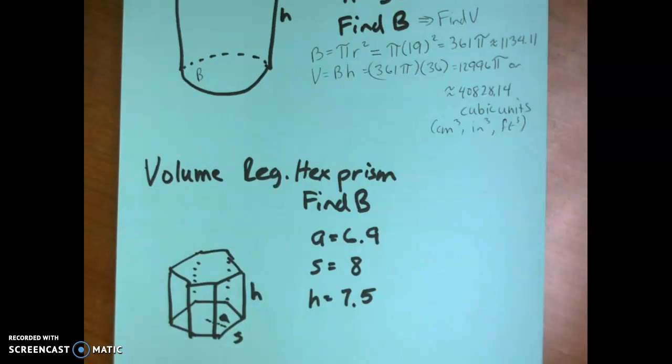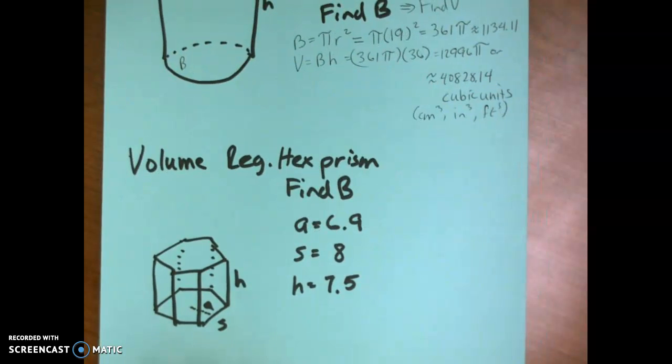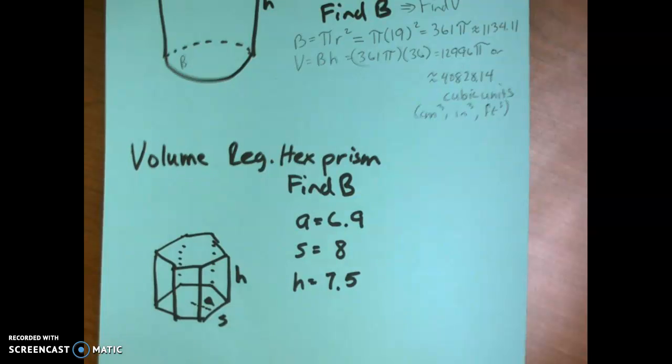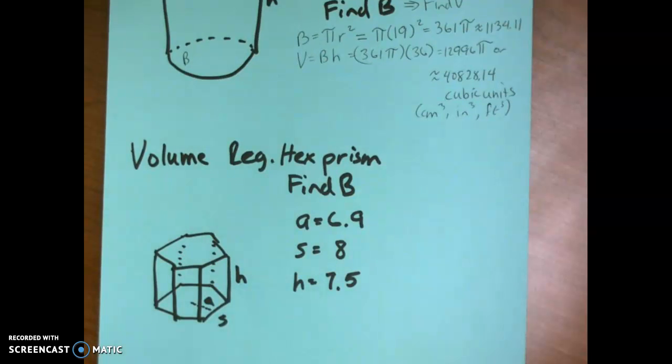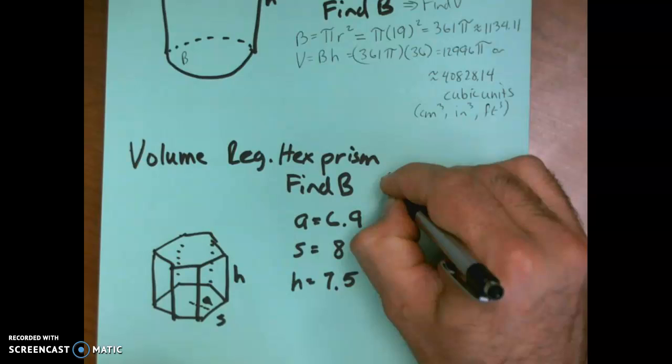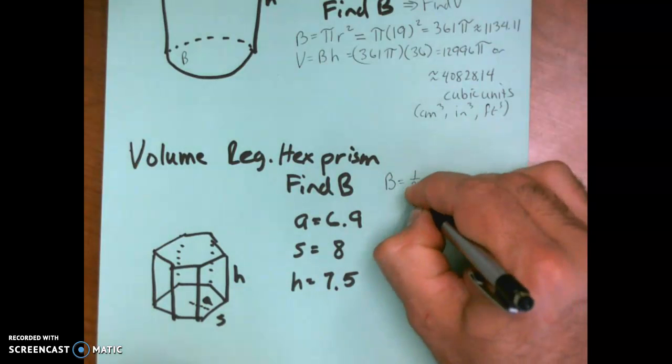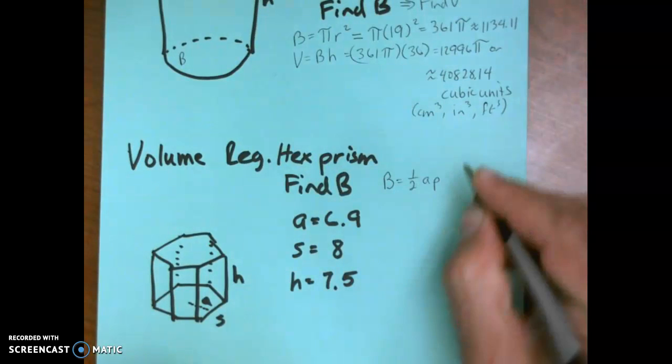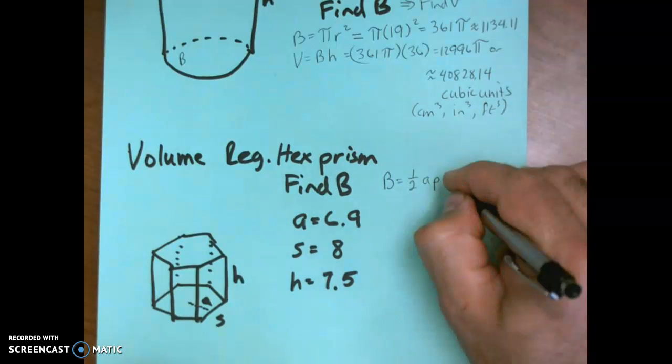Let's look at a different approach. We have a volume of a prism. Now, this is a regular hexagon. So the first thing we need to do is examine the prism. Regular hexagon means that we have a general formula for the area of a regular hexagon, which is 1/2 apothem perimeter. A and P are lowercase, B is uppercase.